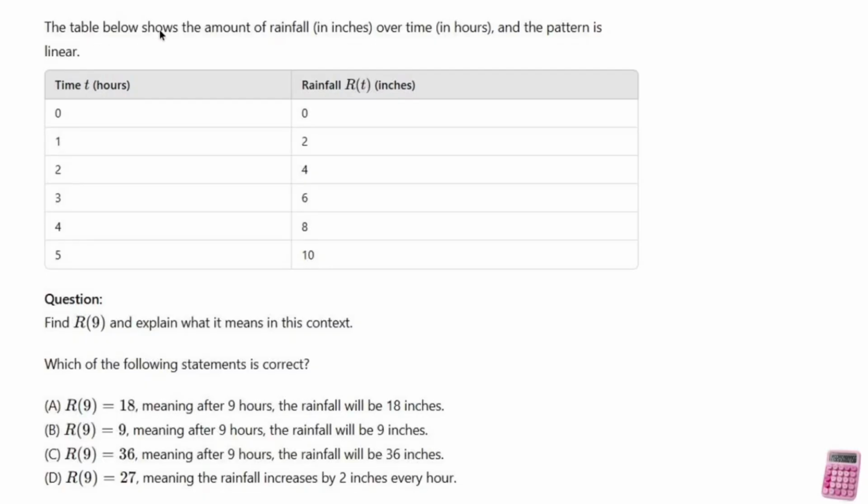The table below shows the amount of rainfall in inches over time in hours, and the pattern is linear. So we have time in hours, we have rainfall in inches. It's asking me to find out what R of 9 is and explain what it means in this context. Now, this is a calculator problem, the first one of the entire practice test.